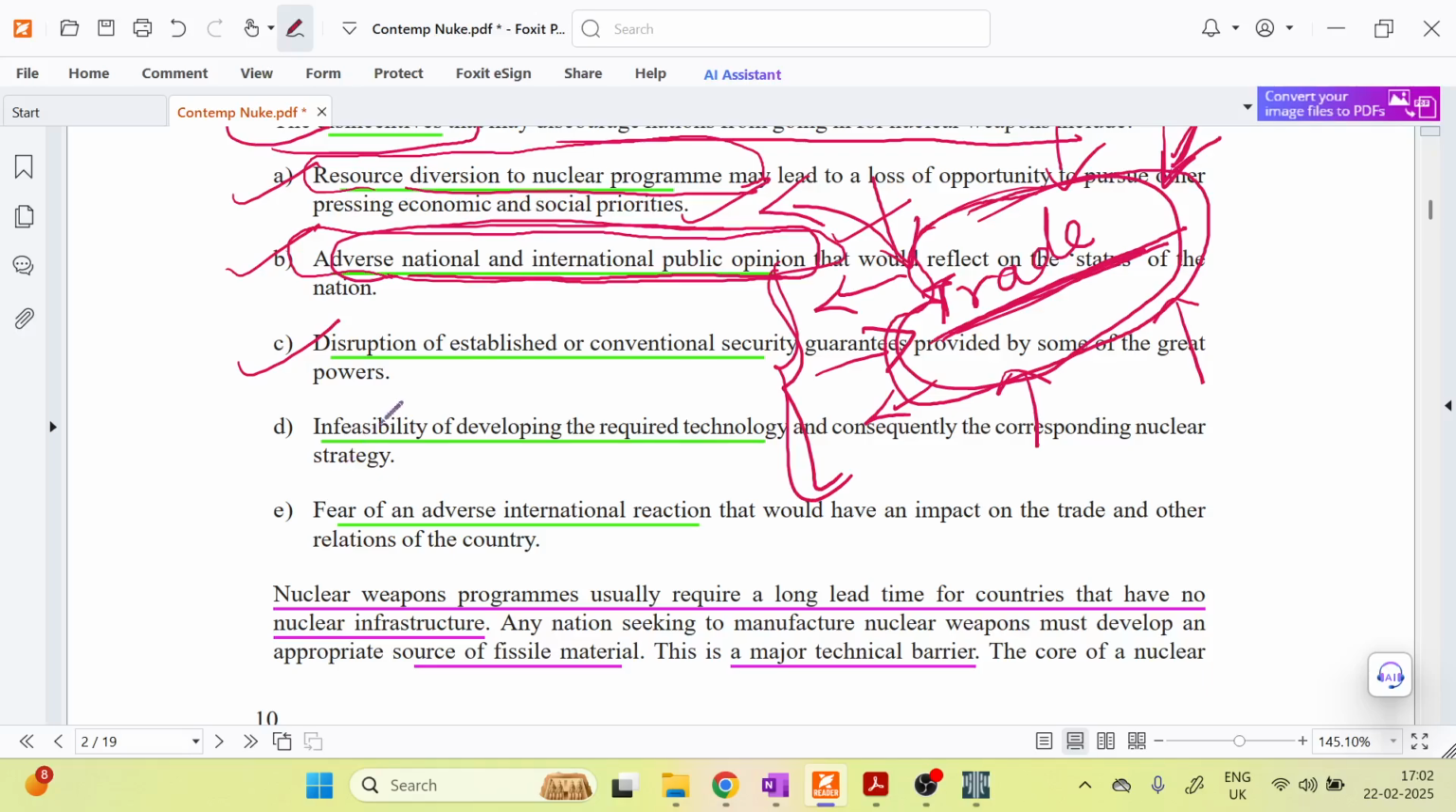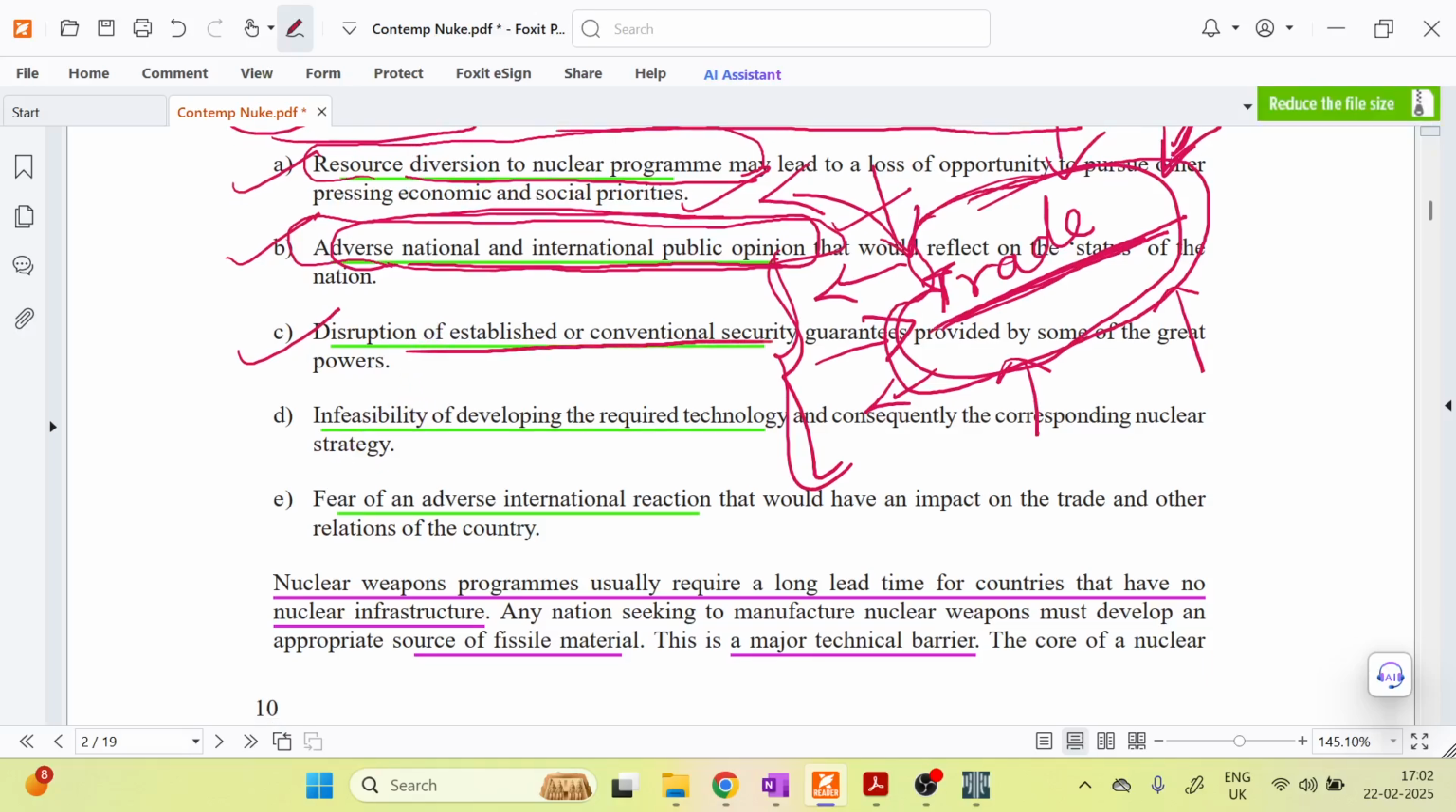Then the next one, disruption of established and conventional security guarantees provided by some of the great powers. The meaning of which is that by a carrot and stick policy, if a country does not go nuclear, then some security guarantee would be provided by the Western powers, the great powers. But when you go nuclear, when you possess nuclear weapons, that security guarantee, especially in terms of conventional weapons, will be taken away.